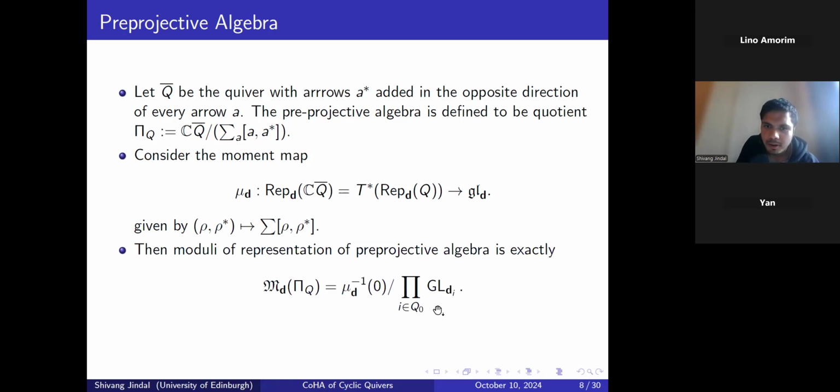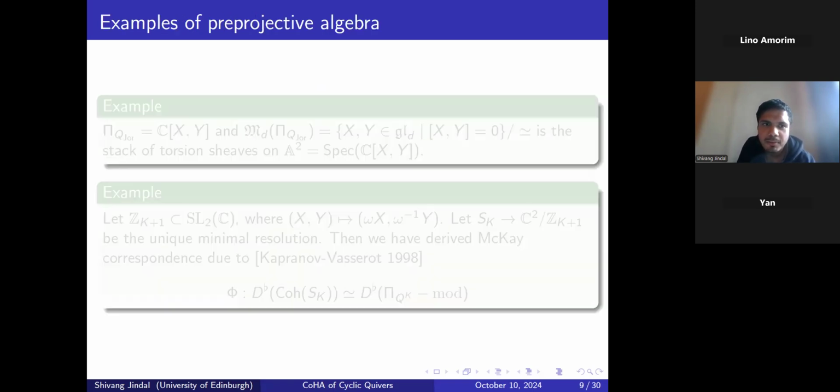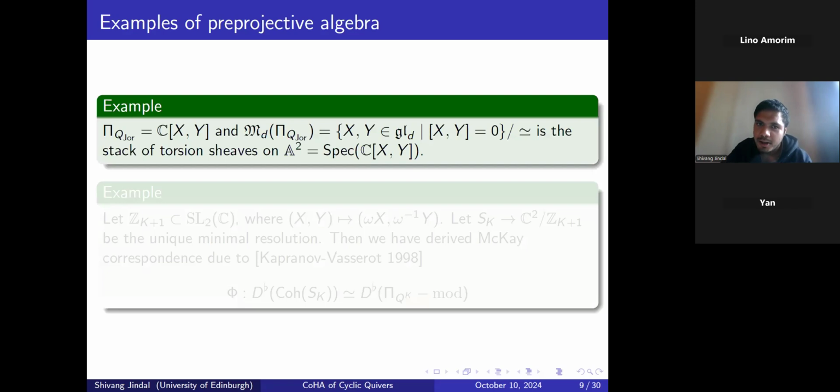So this is the preprojective algebra and its moduli space. Let me give some examples. In the case of the Jordan quiver, we had one loop. When we take the double algebra, we add another loop, and we impose the relation that these two loops commute with each other. So what we get is that the preprojective algebra of the Jordan quiver is just the polynomial ring in two variables.